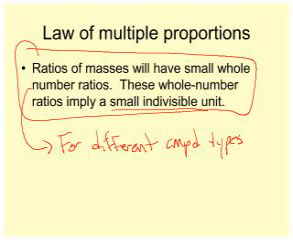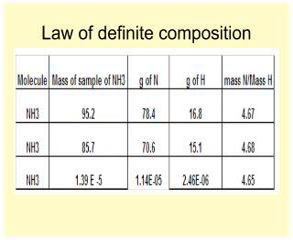Okay, that's the law of multiple proportions. Now we've got a new law, a law of definite composition. In this one, in the law of definite composition, I looked at NH3. Each one of these samples is NH3, and I took different masses of them.